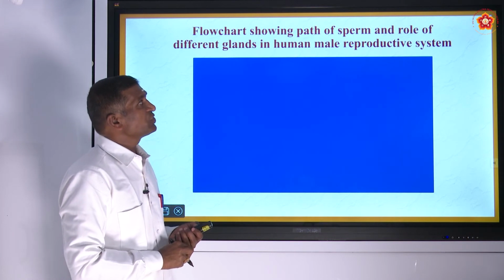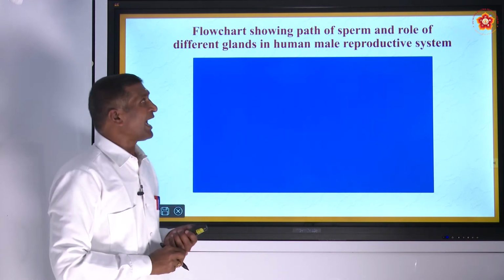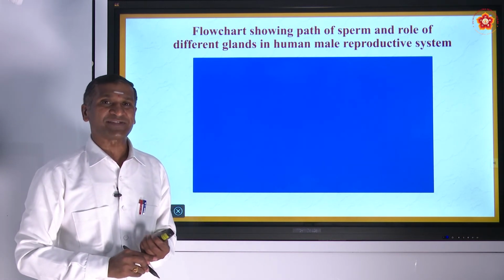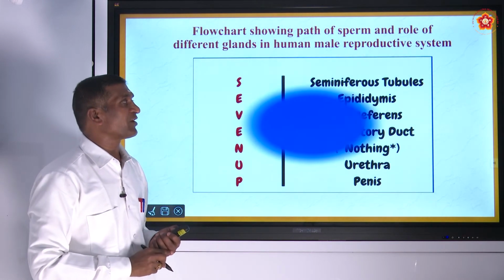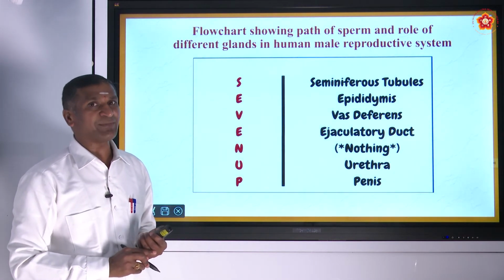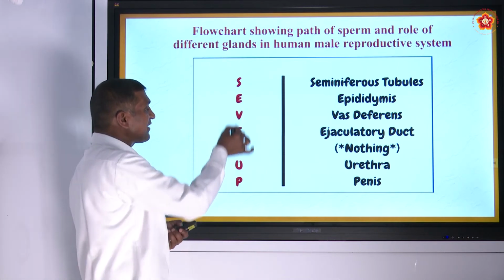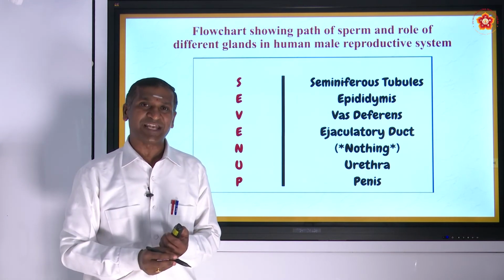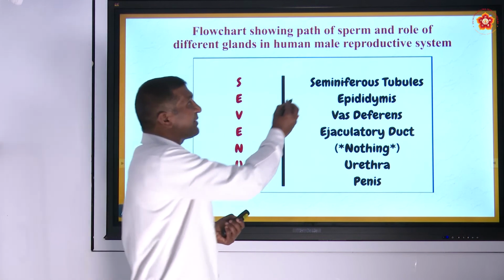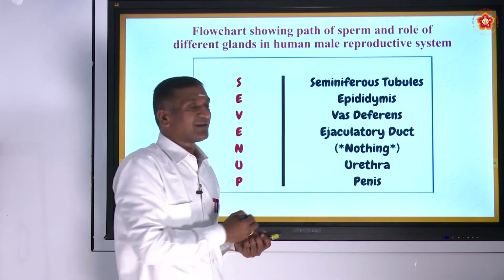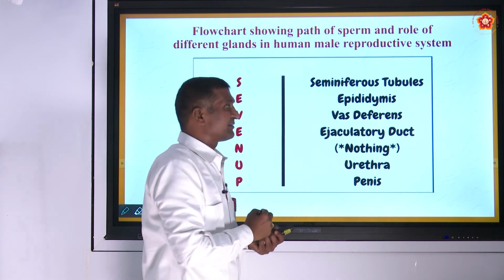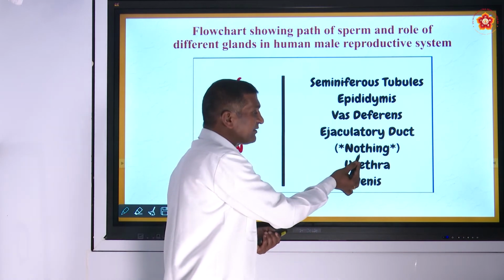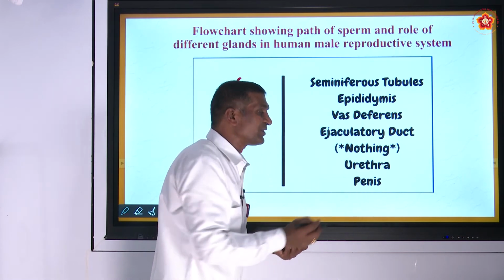Flow chart showing the path of sperm and role of different glands in the human male reproductive system. A beautiful flow chart for our better understanding, which I already mentioned for you all. If you remember 7-Up, you can remember how the sperms are produced and how they are ejaculated or removed: seminiferous tubules, epididymis, vas deferens, ejaculatory duct, and nothing, urethra, finally through the penis.